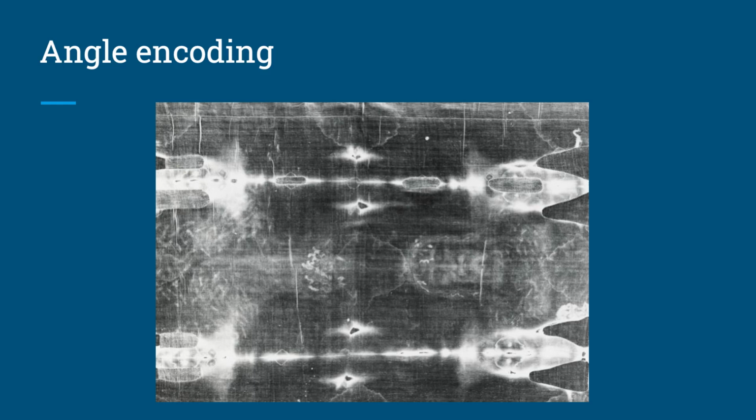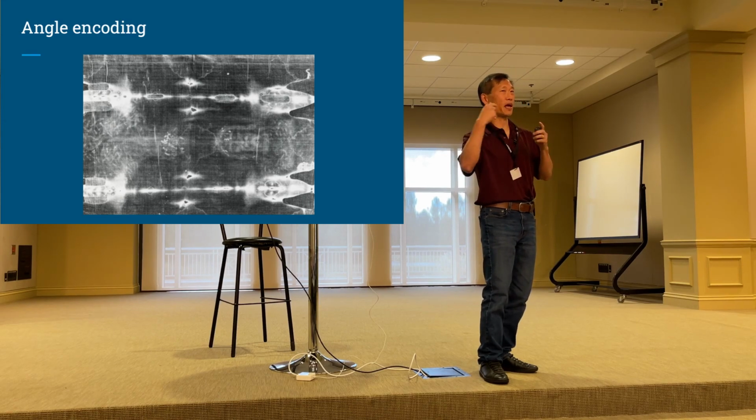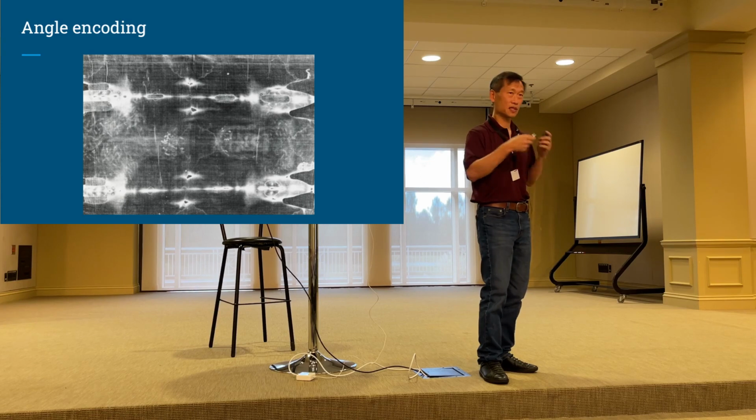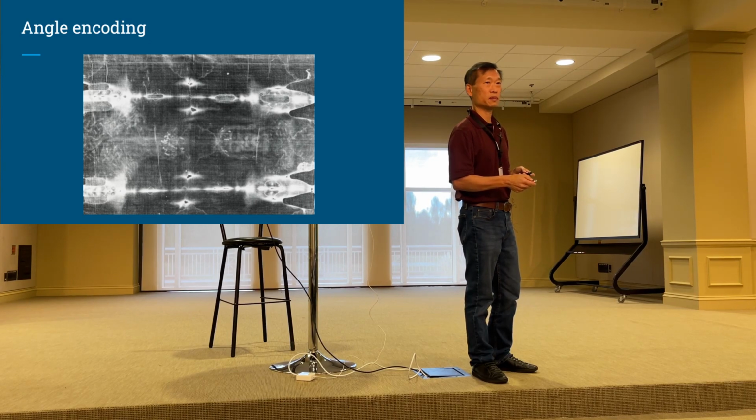I had mentioned angle encoding, and angle encoding is not something that is found. I just made up that term in order to describe this effect. But what I'm trying to convey is that there are certain things at the angle of the body, like the sides of the body, that are either less showed up or don't even show up at all. For example, there are no ears on the shroud. And this is the front top of the head, and this is the back, and there is nothing in between.